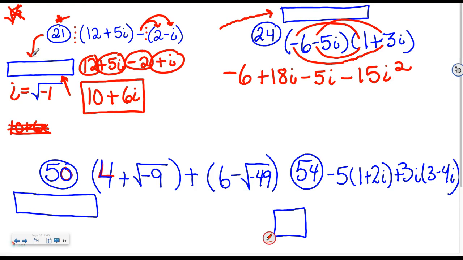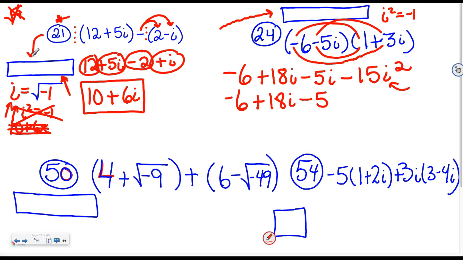Next, right here, what I'd like you to write to the right of that box up there is that i squared is equal to -1. And here's why. Over here by number 21, I told you i is equal to the square root of -1, so i squared would undo the root. So every time you see i squared, we'll replace it with a -1. So I have -6 plus 18i minus 5i minus 15 times a -1.